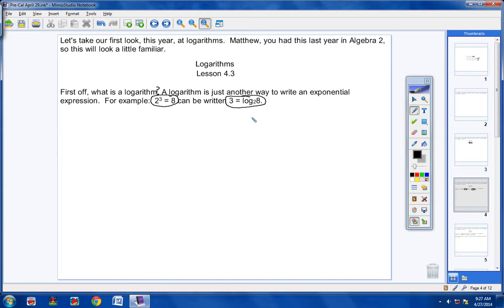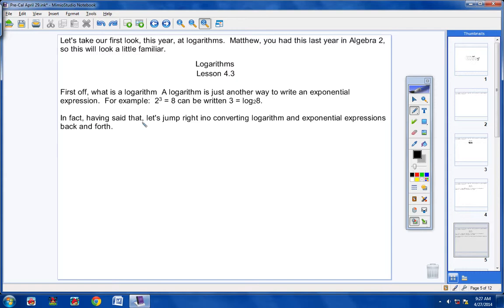Now don't misunderstand me, logarithms are extremely helpful, and we're going to use them to help us solve exponential equations. They're definitely helpful, but the understanding of what a logarithm is is not that difficult, okay? That's all that a logarithm is. Now, having said that, let's jump right into converting logarithmic and exponential expressions back and forth.